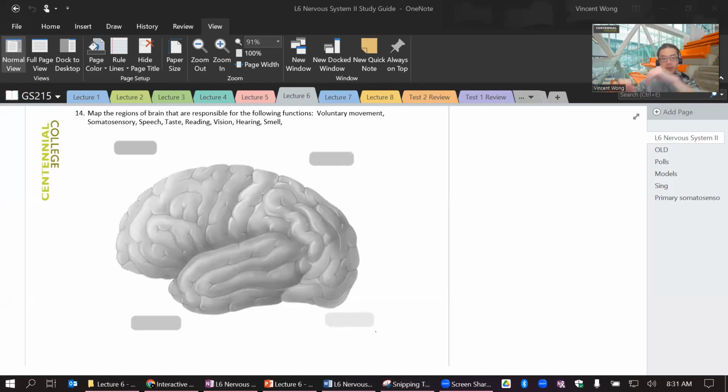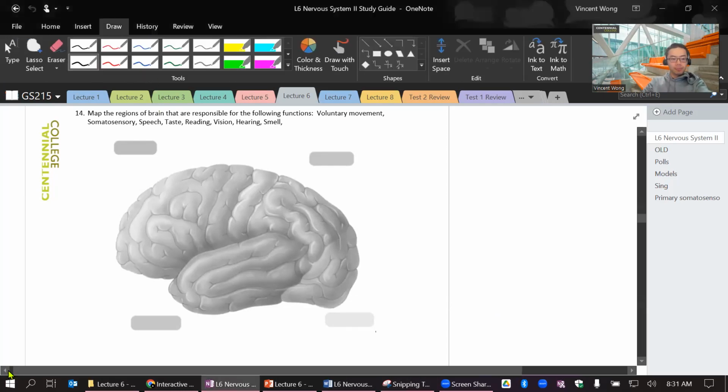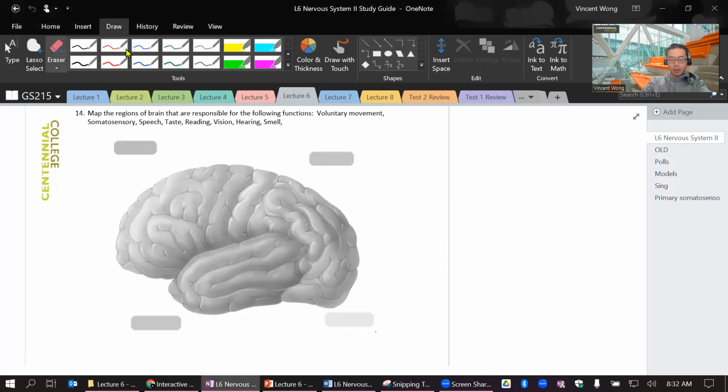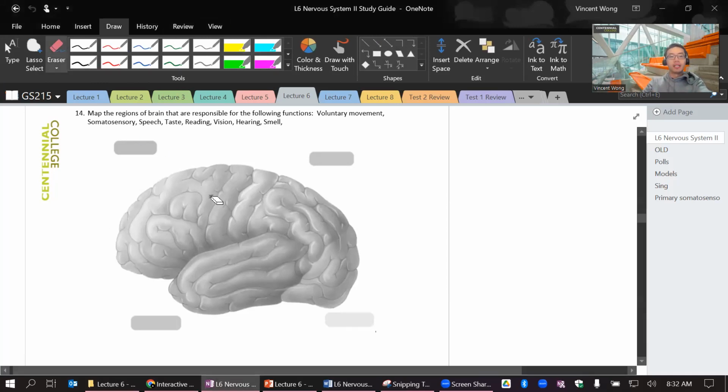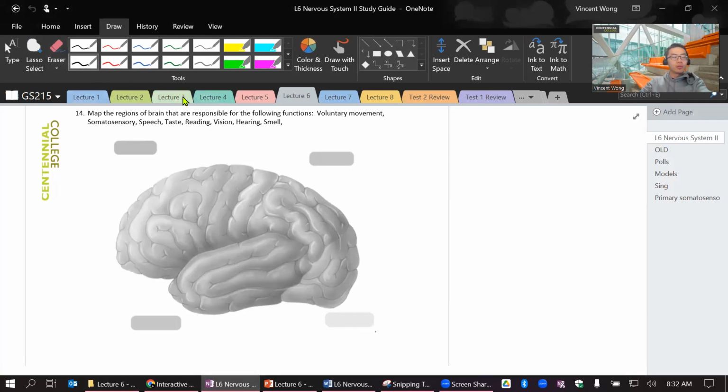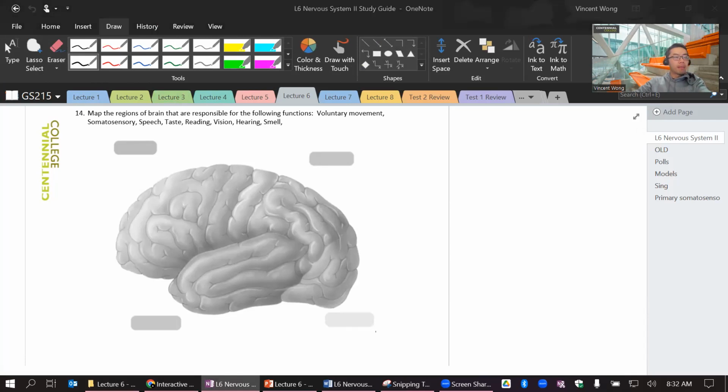Let's review some of the stuff that we learned last week. We're gonna try to wrap this up maybe in the first hour or hour and a half, depending on how many questions you have, for example. But let's start with this diagram here in question 14. Okay, so here we have just a regular brain, and we're looking at the left hemisphere. Hopefully you do recognize that by now.